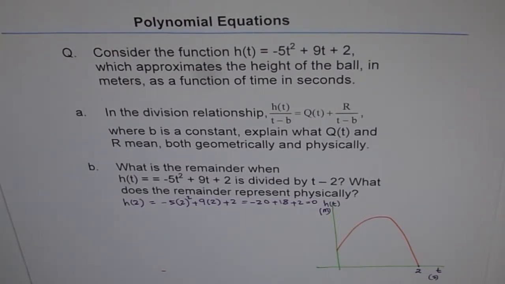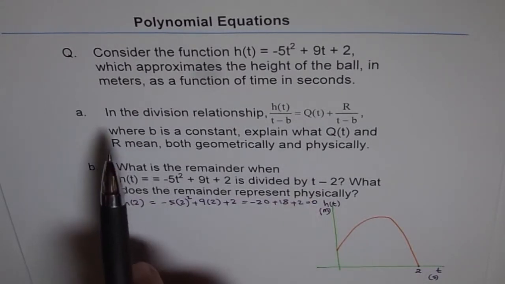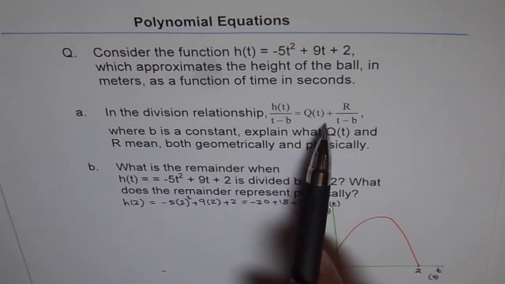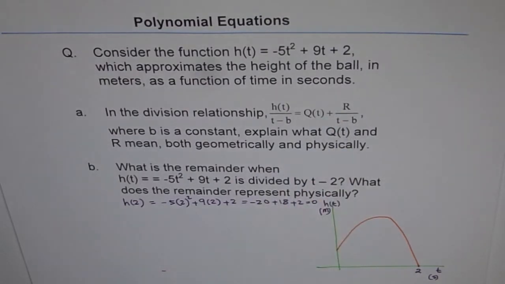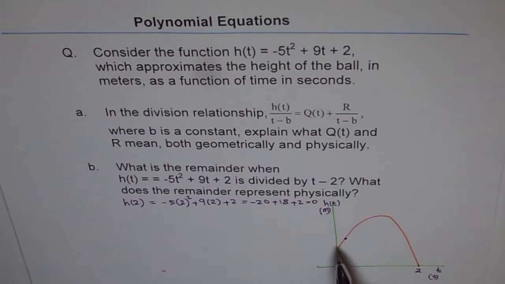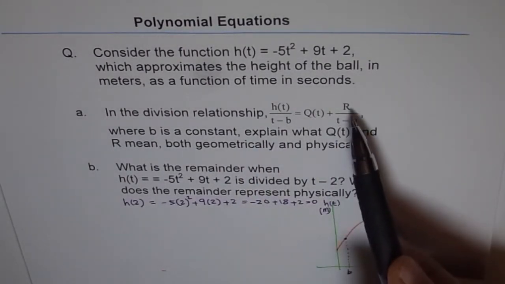Now let's get back to our division relationship. It says h of t divided by t minus b equals q of t plus remainder r over t minus b. So what is b? b is any point in between 0 and 2 in this particular case. Let us think that b is the time at this instance, so b is so many seconds after the ball is launched. Let's say this point is b for us. So when we divide our function h of t by t minus b, we get a quotient q of t, and then there will be a remainder r over this.